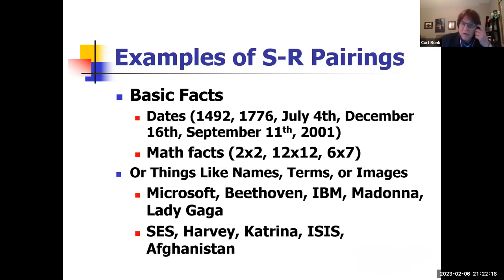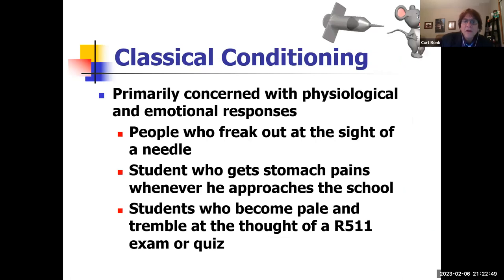So that's contiguity. We've got basic S-R patterns that happen when we hear the word Beethoven, we have a certain automatic response. We hear Katrina, Harvey, or Ian. Yeah, that was the one in Florida this year. We have something that happens psychophysiologically within us when certain terms come up, like July 4th or 1776 or Afghanistan or whatever. And that kind of explains why people freak out when they see a needle, why they get stomach pains and so forth.